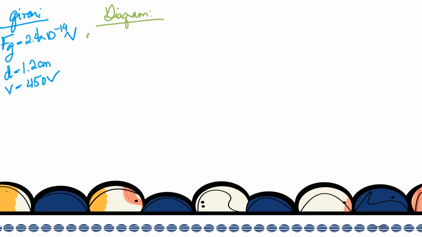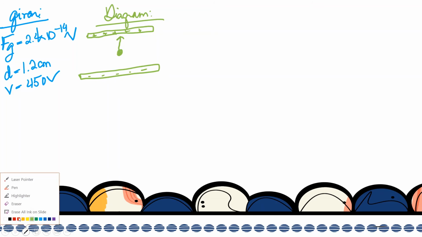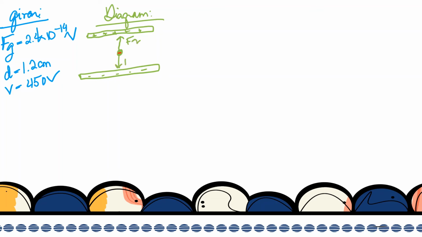So they told you the upper plate is positive and your smaller plate is negative, and you have a charge suspended between the two plates. So if the charge is attracted to the positive, we know it's a negative charge. This is a negatively charged droplet. And so we have the force of the charge in the upwards direction, and we have the force of gravity in the downwards direction, and it's not moving.